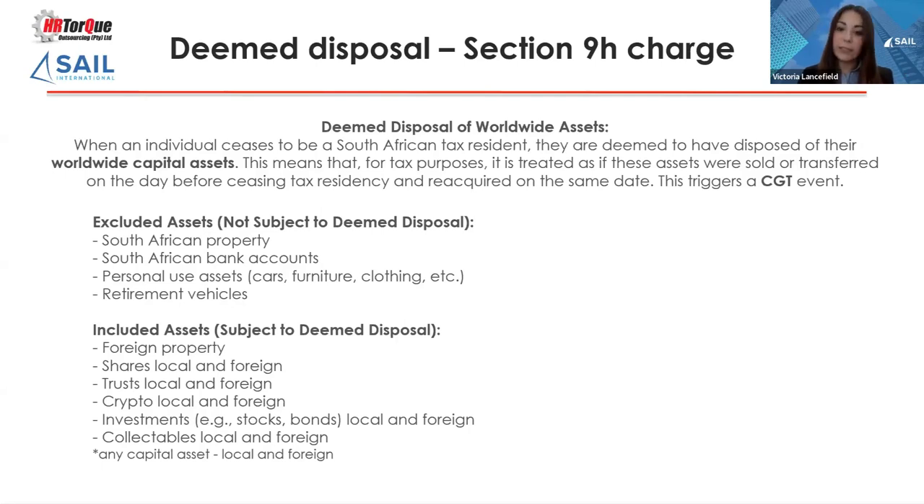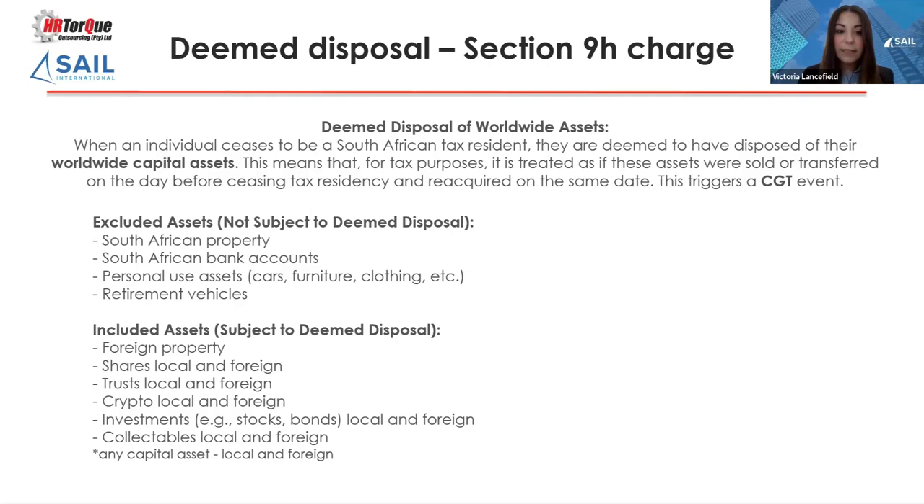Now, what is included? This is where we need to look very carefully. Foreign property. Remember, local property is excluded, but foreign property is considered. So if you have a family home from ancestors, or you bought a holiday home, and you decide to cease your tax residence, you need to be very aware of when and how you do it, and very careful, because it will be considered for this CGT event. Any shares, both local and foreign: if you have companies, or you're a shareholder or director of any companies, you have to be very careful.